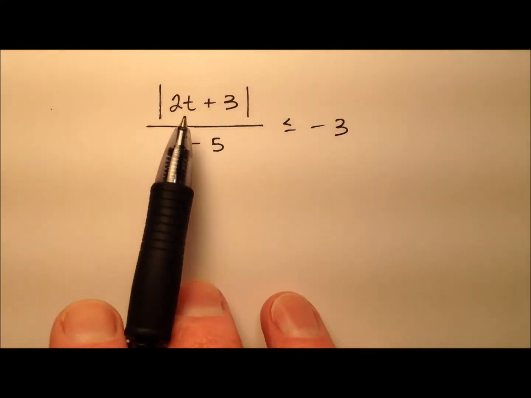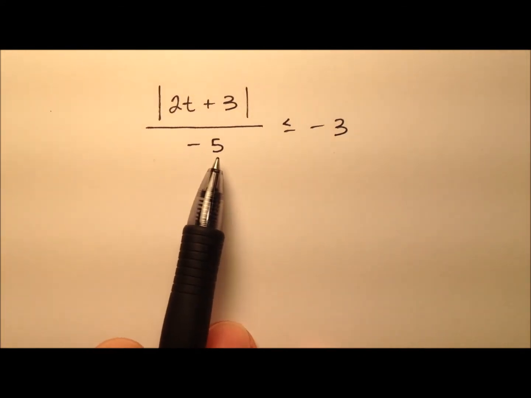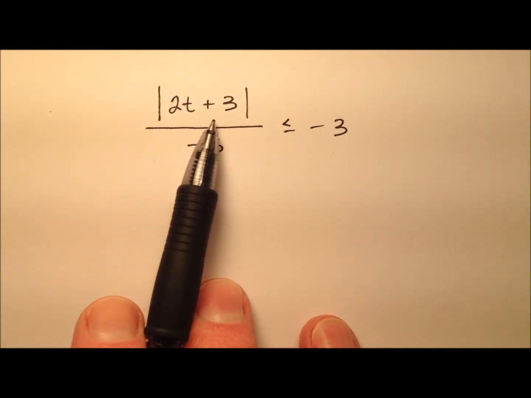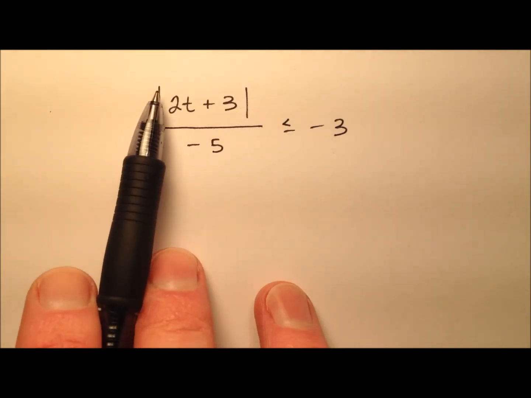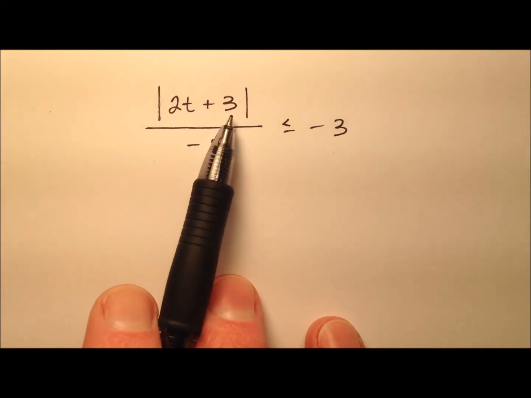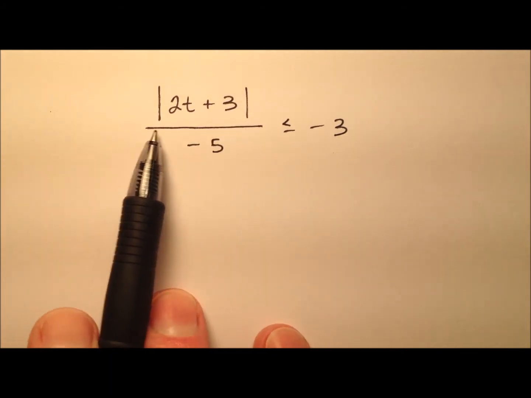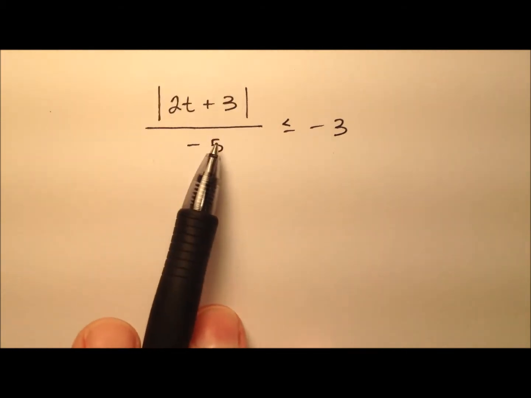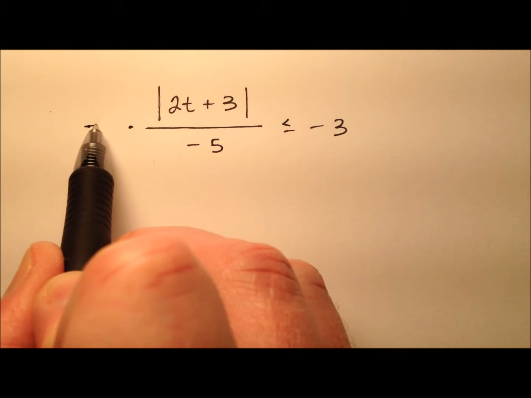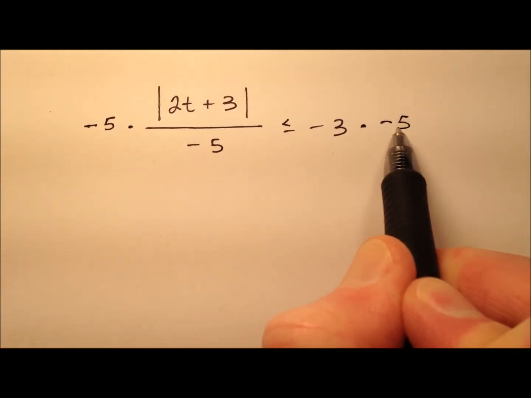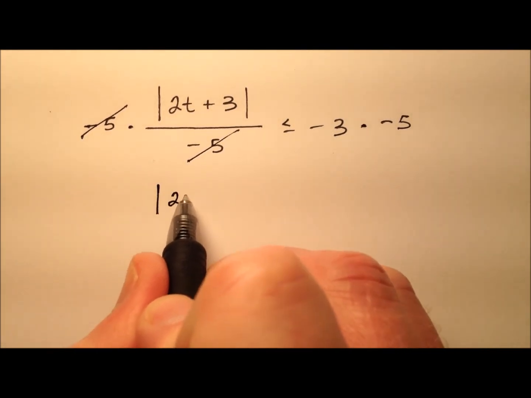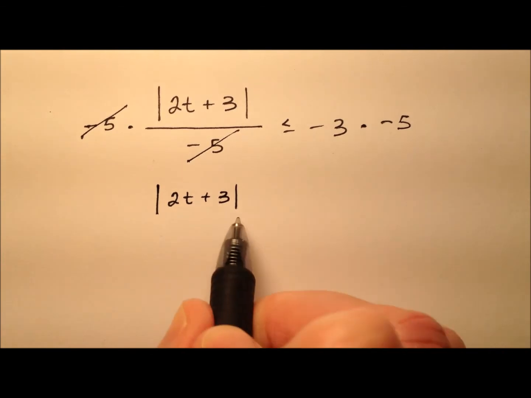In this example, we're going to solve and graph this absolute value inequality. The first thing I need to do is isolate this absolute value expression, the absolute value of 2t plus 3. Right now it looks like it's being divided by -5 on the left side. So to get rid of that division by -5, I'm going to multiply both sides of the inequality by -5. On the left side they cancel out, leaving me with just the absolute value expression.